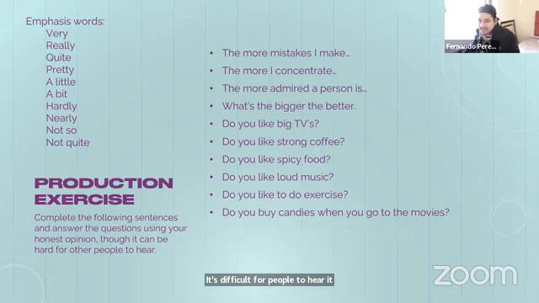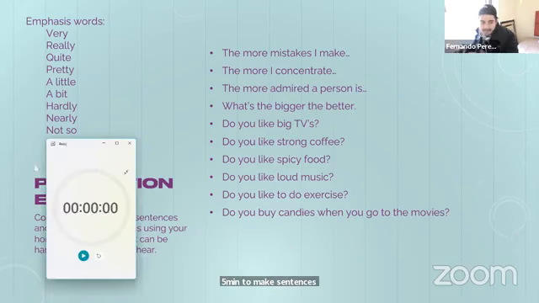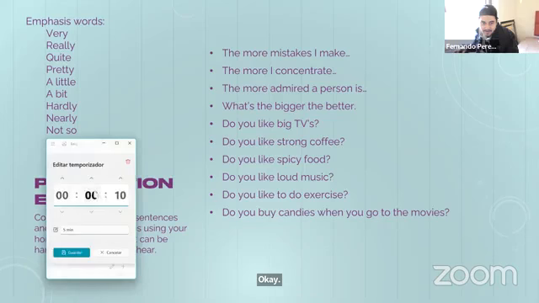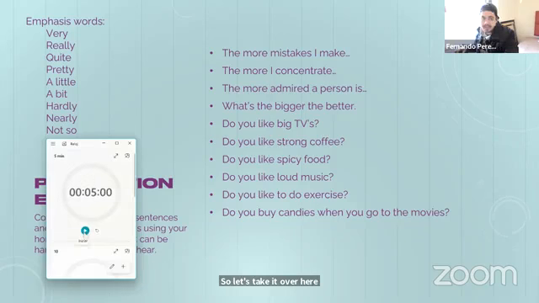Let's try. I'm going to give you 5 minutes to make sentences. Okay. So let's take it over here. 1, 2, 3, action girls.